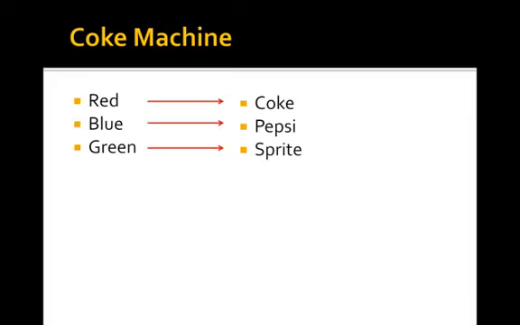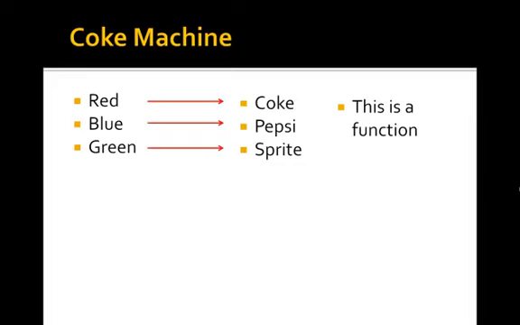So as you can see, this Coke machine is really an example of a function. For every input I give it, like that button, red, blue, or green, it will give you one and only one output, either a Coke, Pepsi, or Sprite. So yes, this is a function. See, one of the nice things we like about functions is they have predictability in them. Every time I press that red button, I know I'm going to get Coke.